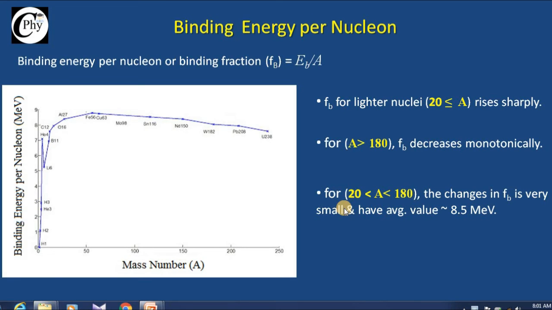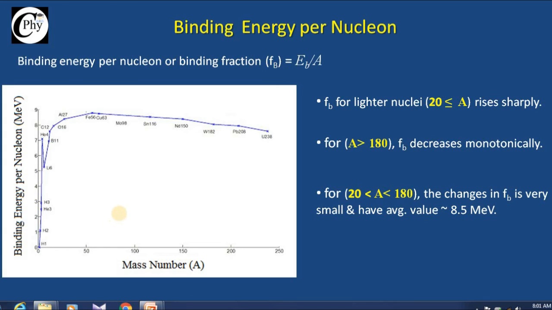Okay, now let's talk about the binding energy per nucleon, or the average binding energy of an atom. Binding energy per nucleon, or the binding fraction, is basically the ratio between the binding energy of the atom to its total number of nucleons. Now if we plot the binding energy per nucleon, or the average binding energy, against the mass number of the atoms, we'll get a graph like this.